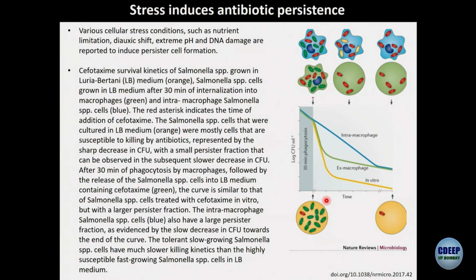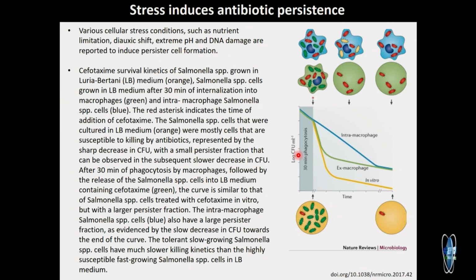Then what she did is, we were trying to understand how this persister population comes into the picture. How does a bacteria suddenly decide that there should be a persister population over there? So she decided to allow this Salmonella enterica to be engulfed or phagocytosed by some macrophages. Right? Macrophage phagocytoses bacteria. If you culture macrophages and put some Salmonella over there, then the macrophage will phagocytose.